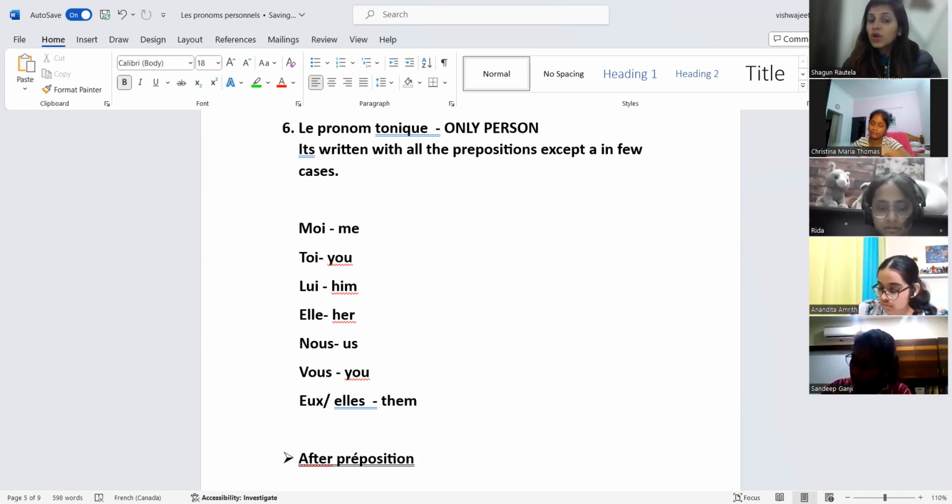So it's written with all the prepositions. The tonic pronoun can come with all the prepositions except à, because if we include à also, then where are we going to write COI? That's why it's written with all the prepositions except à in a few cases.